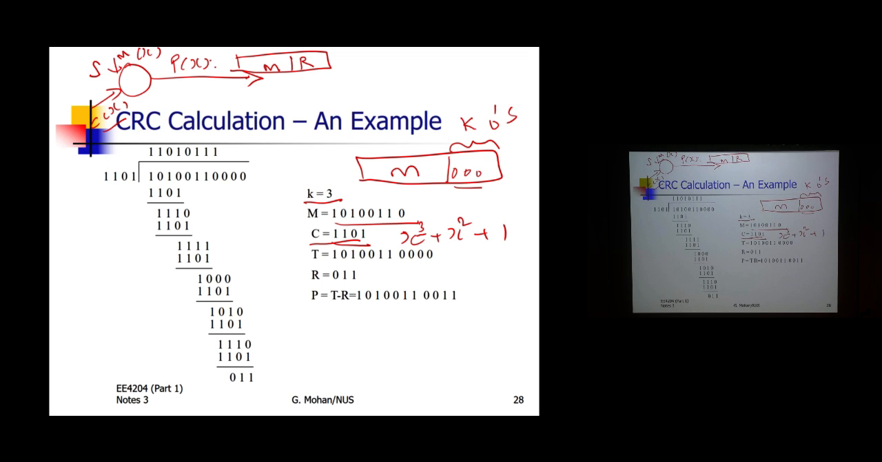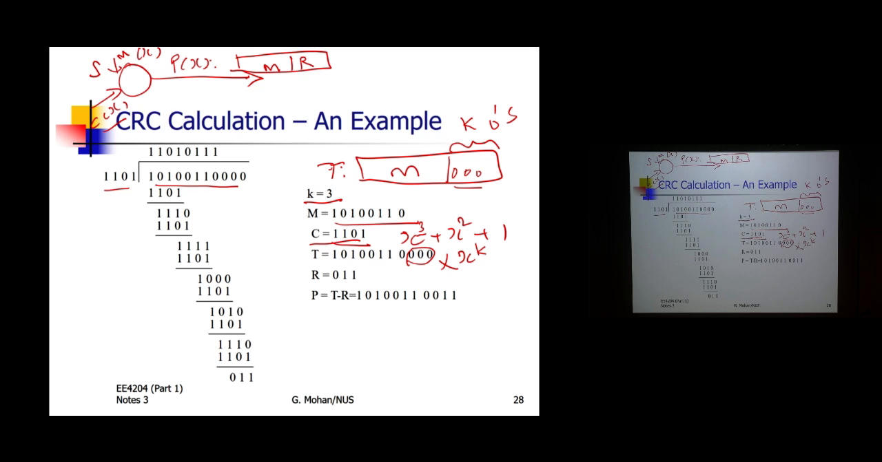Adding 3 zeros at the end, which we call T, is the same as multiplying by x raised to the power k. When you multiply by x raised to the power k, this is equivalent to shifting left by k bits, whether in decimal or base 2, and similarly in the case of the polynomial. That is what is given here. So this is T. Then we use the divisor 1101 to divide.